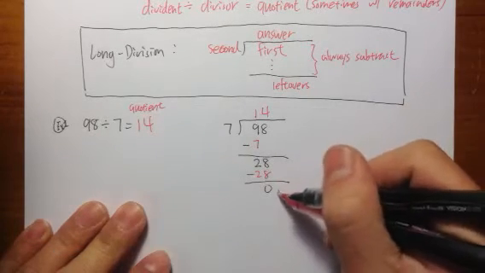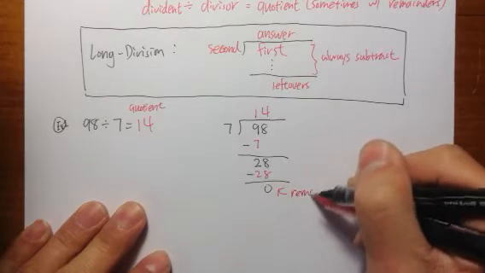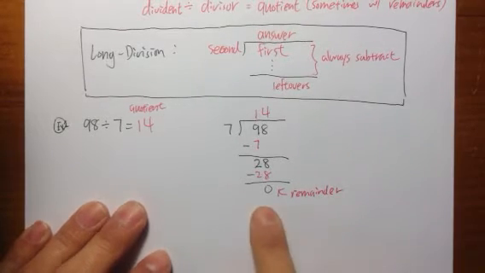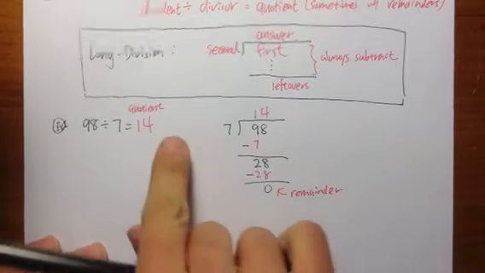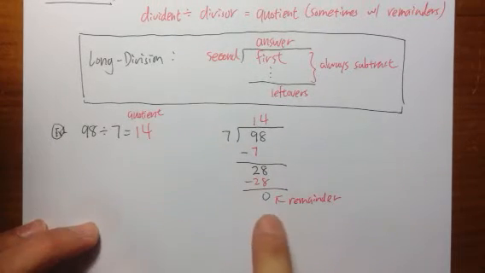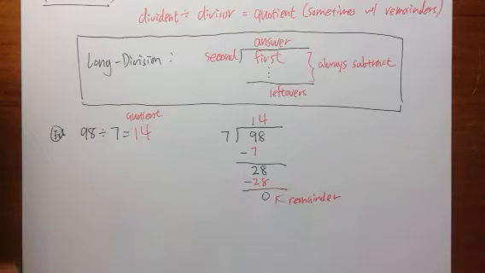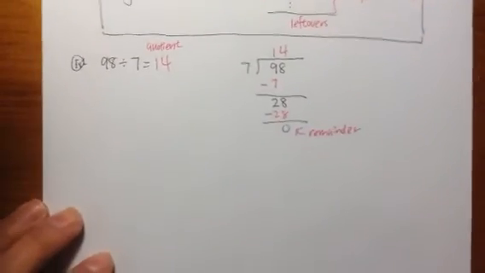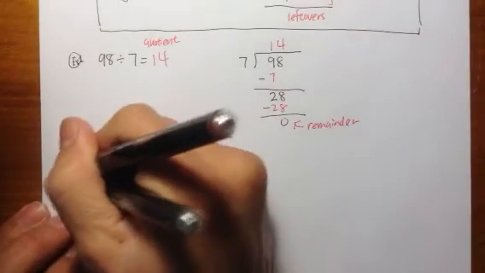And the remainder right here is equal to 0. When the remainder is equal to 0, you don't need to write it down, and you don't need to do anything else. And that's it for this division. Example number 2.